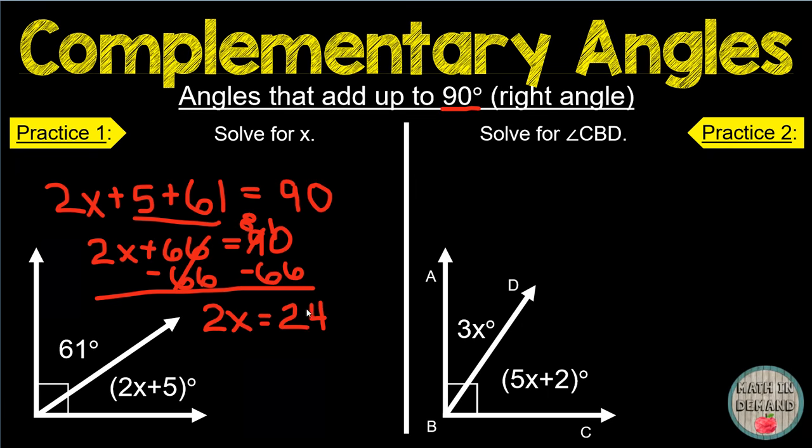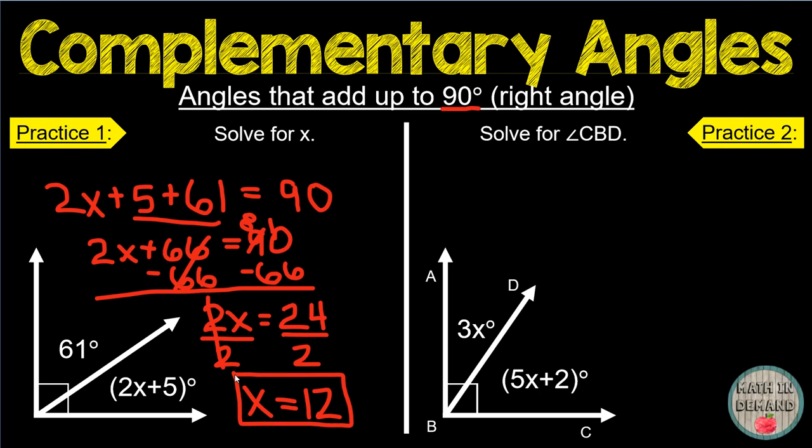So that's 24. I will divide both sides by the coefficient. The coefficient is 2. This will cancel because 2 divided by 2 is 1. I am left with 1x, or just x equals 24 divided by 2, which gives me 12. That is my answer for x. And I am done with this problem because it only asked me to solve for x.